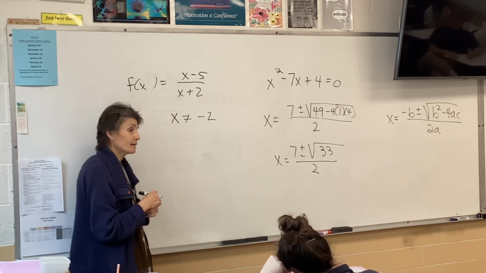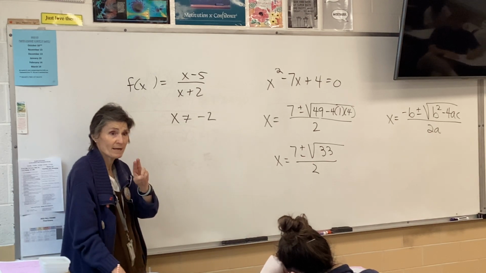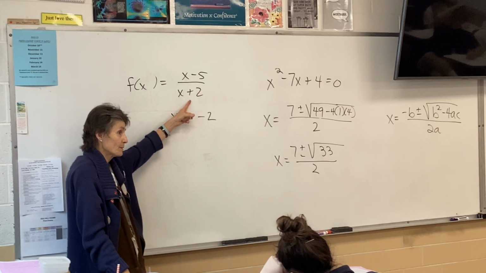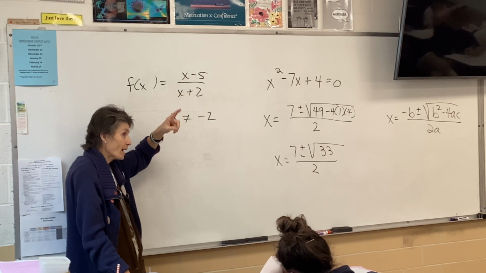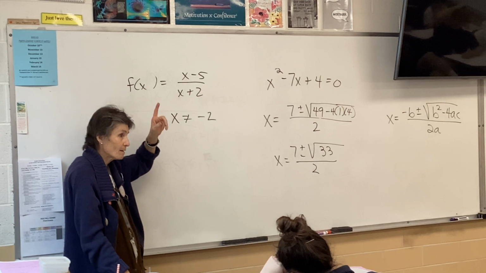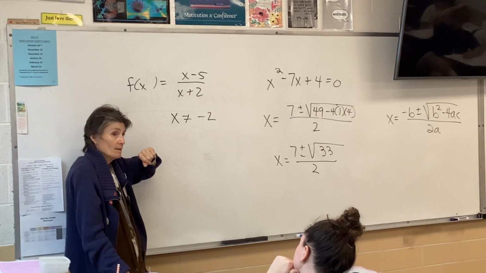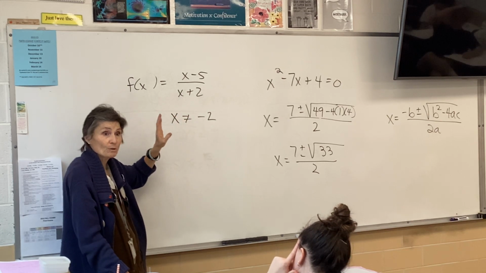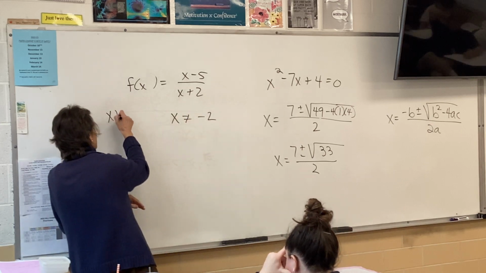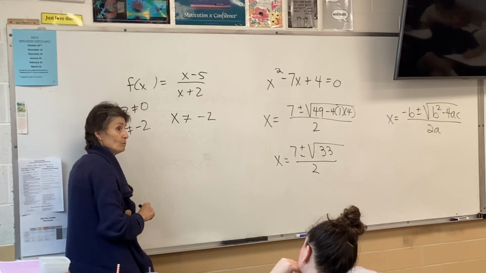If you think back, there were two things you had to be concerned about in a domain question. The denominator can't be 0, and whatever is under the radical has to be positive. I'm not making this up. That's all part of chapter 2. This one doesn't have a radical, so I don't need to worry about that, but it does have a denominator. So x plus 2 cannot be 0, so x can't be -2.